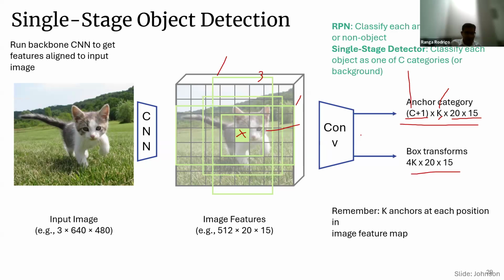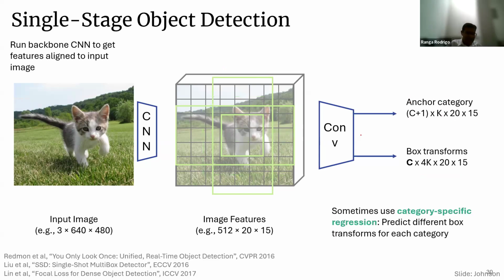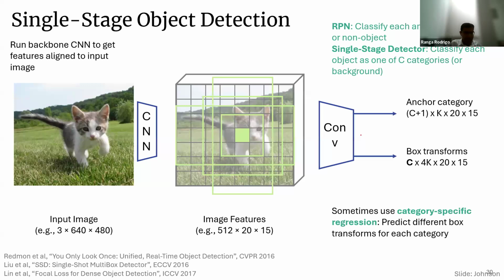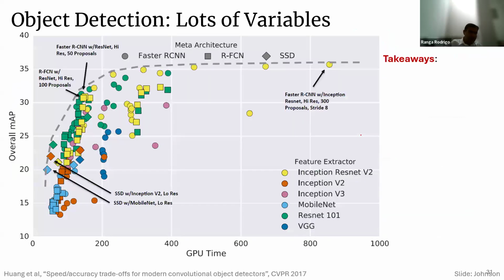So the RPN classifies each anchor as an object or not. A single stage detector classifies each box as one of C categories or background. So this is a faster one, but slightly less accurate. Sometimes they use category specific regression also. So we will not talk about that. That's okay.